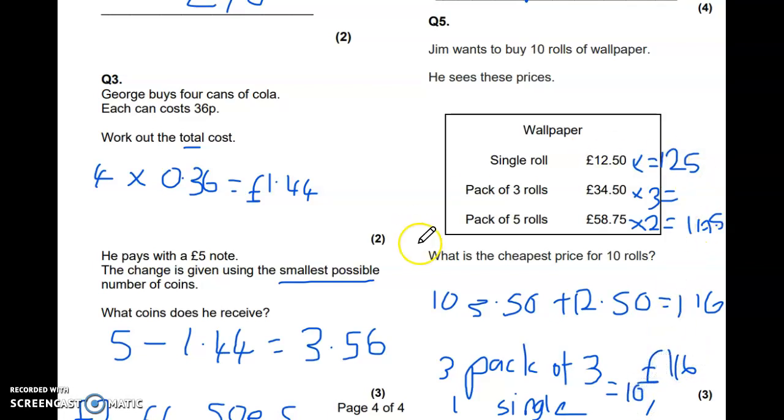Alright, so when you do these questions involving a maths or quite a lot of sums, don't forget to finally answer the question. It says, what is the cheapest price for 10 rolls? We've made sure we've included that, and also what he's buying for that £116.